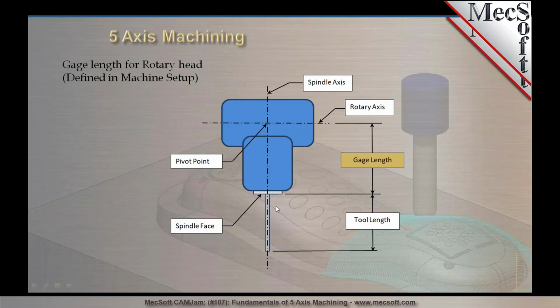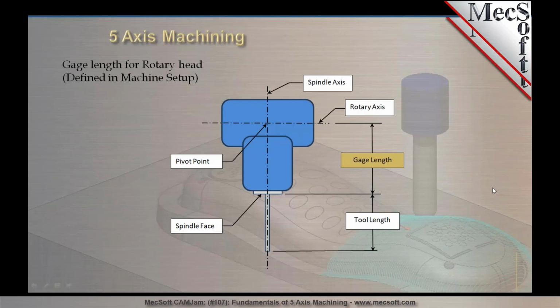And then the tool length is defined as you create your tools in the CAM system. The tool length could vary because you could be swapping out different tools. However, the gauge length, the distance from the pivot point to the spindle face, would remain constant for a given head on a machine tool. So the total gauge length is basically defined as the distance from the pivot point to the tool tip.